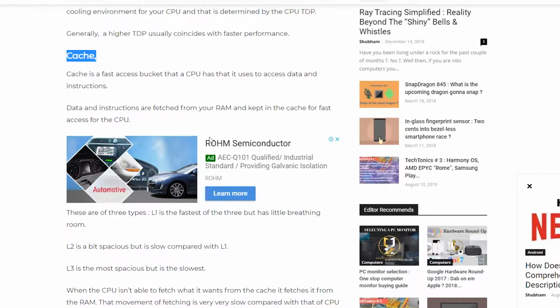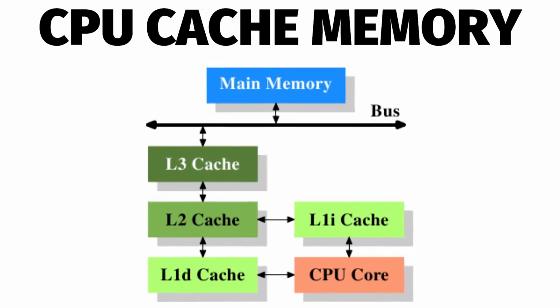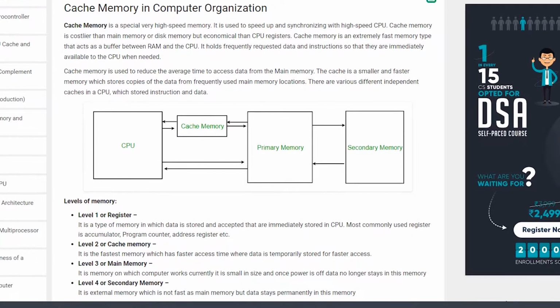Let's move on to the next parameter, which is cache memory. Cache memory is the fast access bucket that the CPU uses to fetch data and instructions faster. CPU cache is a memory that is built into the CPU, from where the CPU can access data and instructions at lightning fast speeds. You might be asking me, well, there is already so much memory, why is there this extra need to have another memory in the CPU?